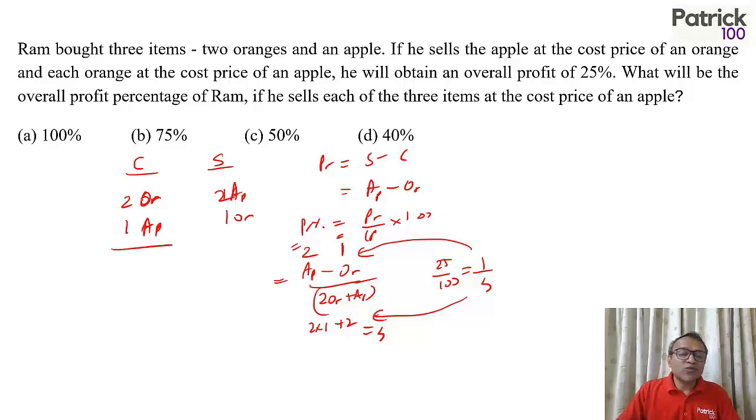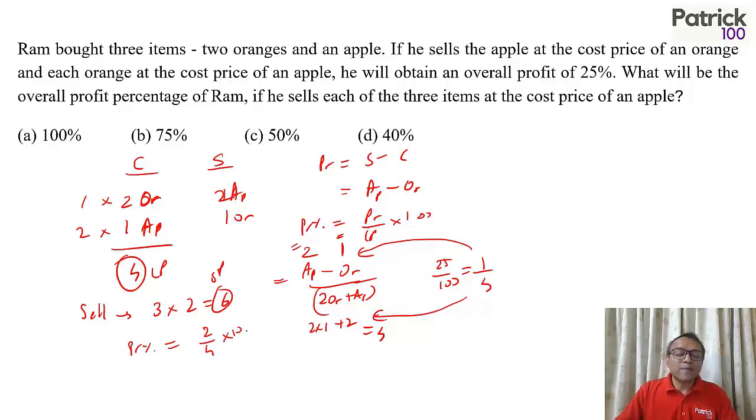So my overall cost is 4, because I've taken orange as price 1 and apple as price 2. If I sell everything at the price of an apple, that means 3 items at a price of 2, I'm selling at 6. So my selling price is 6 and my cost price is 4. Profit percentage is 2 out of 4 into 100, which is 50%. That's my profit percent. The key here is I formed an equation with variables, then substituted simple values that satisfy the condition, and then you can look at which option satisfies. You should get the answer.